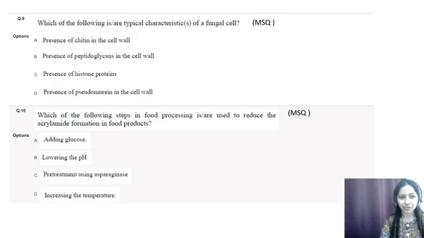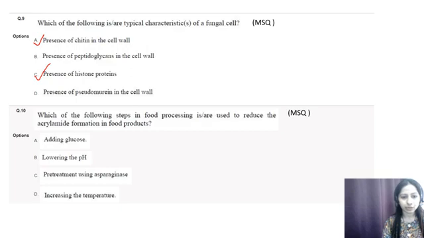Question number 9. Which one of the following are typical characteristics of a fungal cell? Options are presence of chitin in their cell wall, presence of peptidoglycan in their cell wall, presence of histone proteins, and presence of pseudomurein in their cell wall. Over here the correct option will be option number A, presence of chitin in their cell wall, and presence of histone protein, number C, is also correct. Presence of peptidoglycan and pseudomurein is found in bacterial cells.